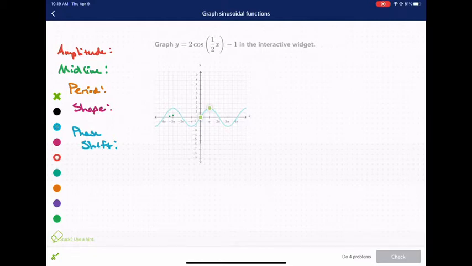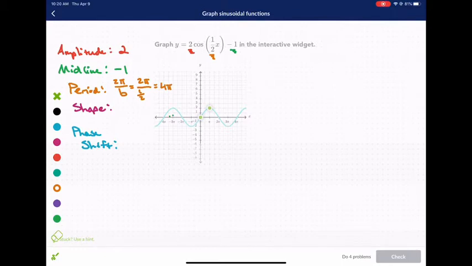So for the amplitude, you need this number in the front. It's always the number in the front, the 2. You need the midline, which is -1, the number at the end. And then the period of this function is always going to be a formula, 2 pi divided by b, where b you get from your function is going to be this number in front of x, which is the 1/2. So 2 pi divided by 1/2 is going to be 4 pi.